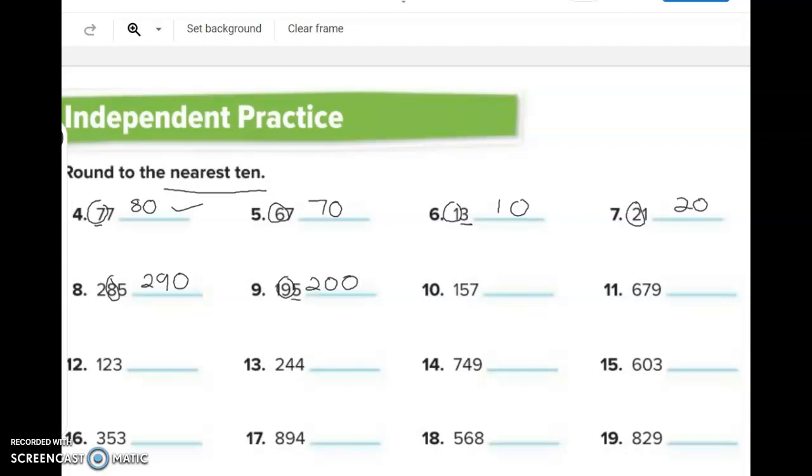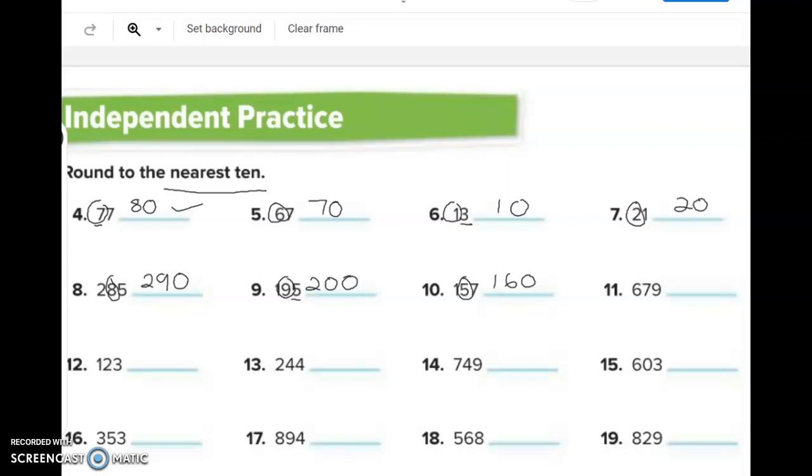Then we go over to number 10. And number 10 has 157. Again, I look at the digit in the tens column. I look to the right of that. I have the digit 7. 7 is above 5. So it means that my 5 will become 1 more, which is 6. So I write down 1, 6, and 0. Again, we see our hundreds column does not change. It stays the same. It's 160.